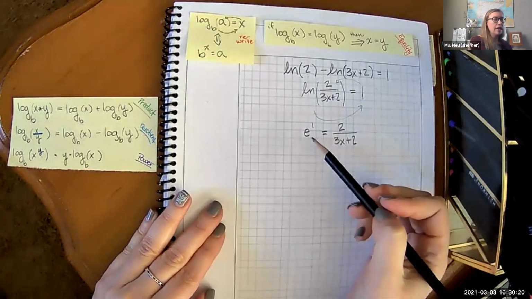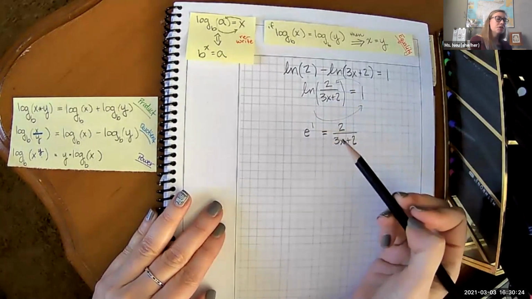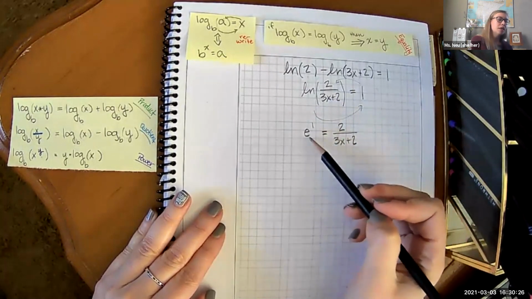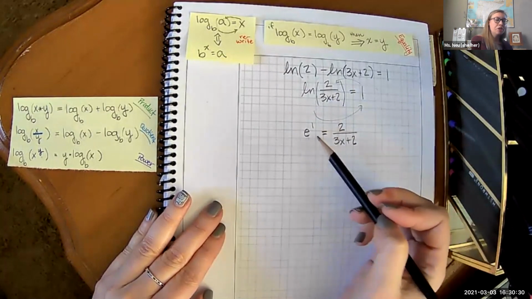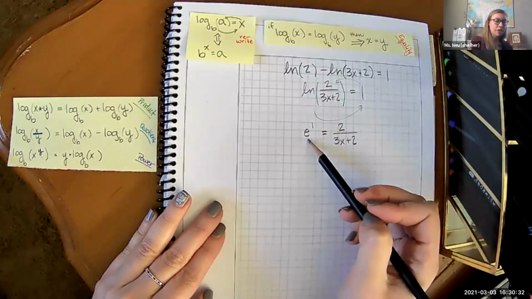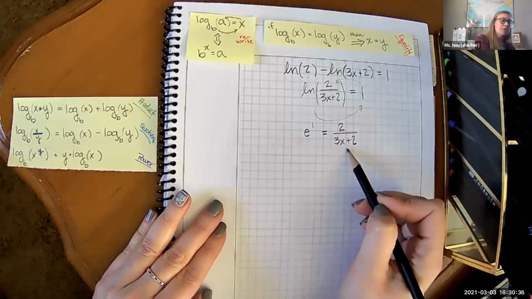Sweet. And anything to the power of 1 is just itself, right? So this is just really like the number e equals all this stuff. So this is just a decimal. This is just some number that's stored in your calculator, right? You don't have to worry too much about it. But let's just solve for x.